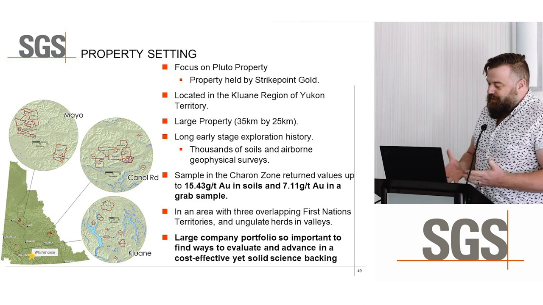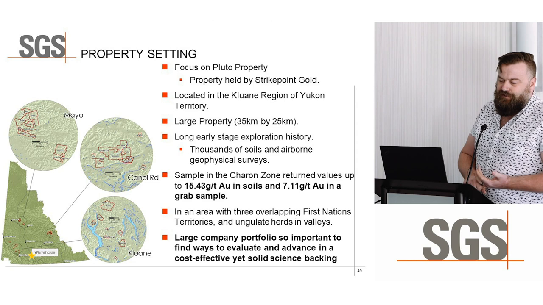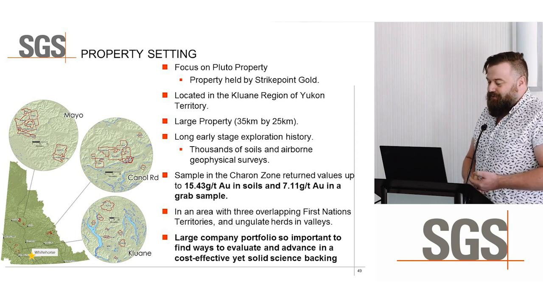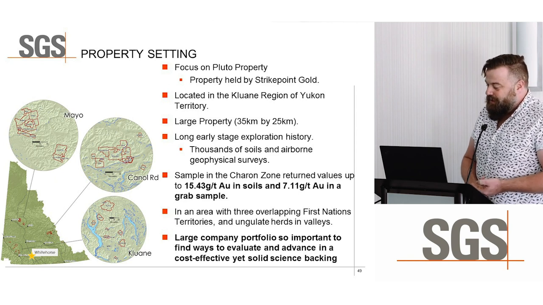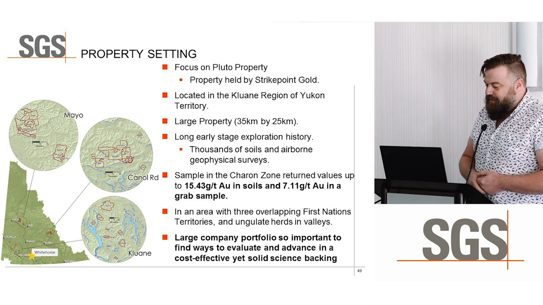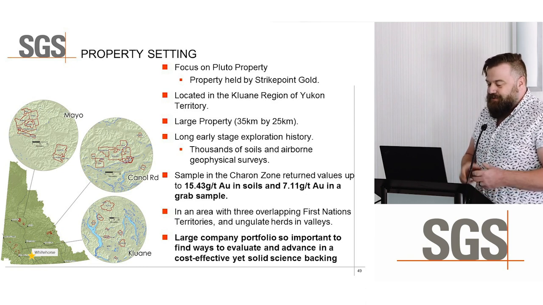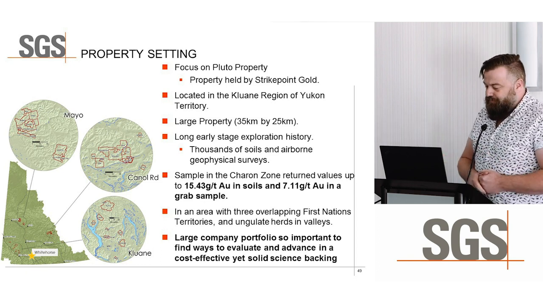One of the zones in particular we called the Charon Zone. We had a 15.43 gram per ton soil sample that came out of there. So obviously the soil just had a nice little nugget of gold in there, I'm assuming. And then grab samples from the same area, so actual physical rock samples, about 7.1 grams per ton gold as well. We also found little bits of copper. We were finding silver in there as well, but gold, obviously, the main one.